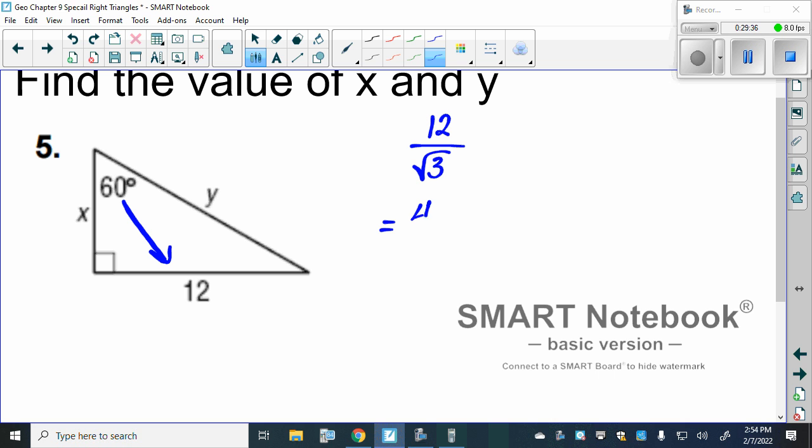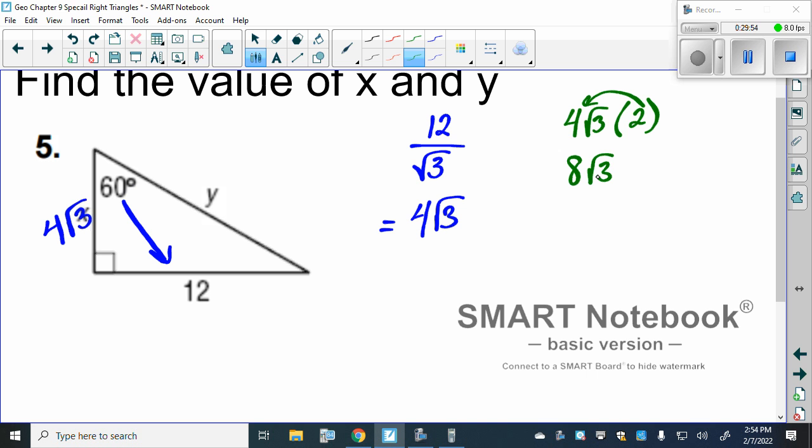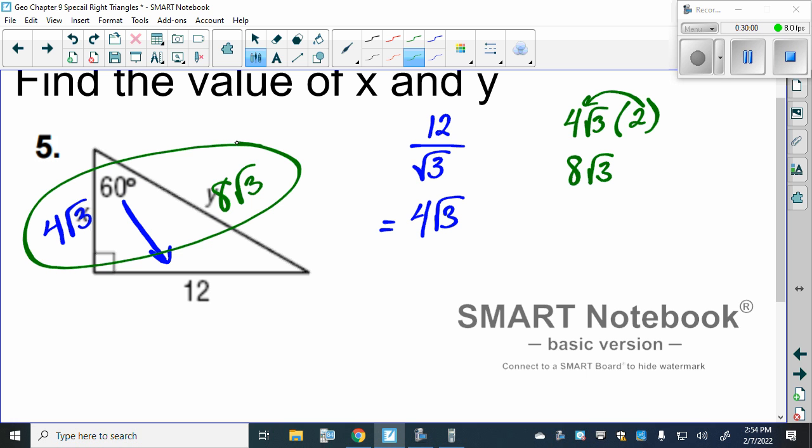So this here is 4 square root of 3, which would be our side opposite the 30 degrees. And to find the hypotenuse, we take 4 square root of 3 and multiply it by. Now the 4 and 2 would multiply together to give us. And those would be our answers. Questions on this here?